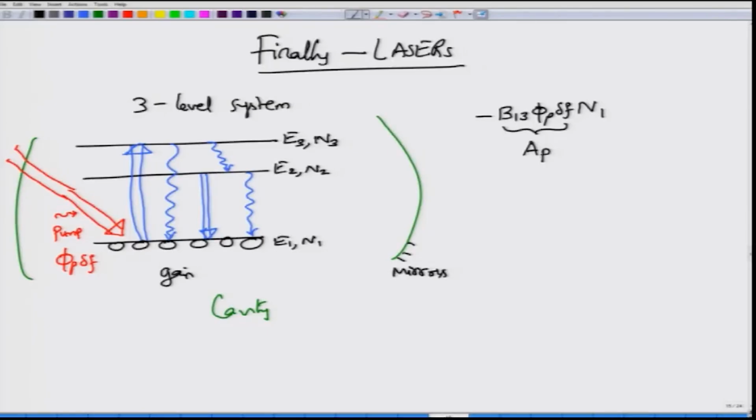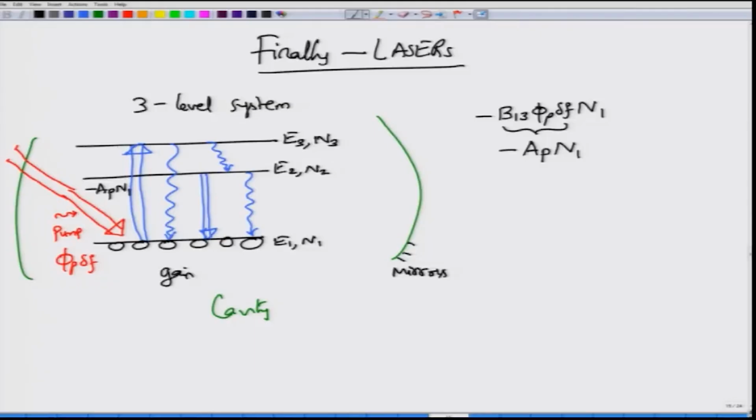This is the absorption coefficient, or what we call the transition probability. Why it is called a cross section, or the absorption cross section, and why it is a probability, is something that we do not want to worry about. You just take this AP as a shorthand notation for B13 phi p delta f, and the absorption process is governed by minus AP times N1, which of course will deplete the population at the energy level E1 while increasing the population at the energy level E3.